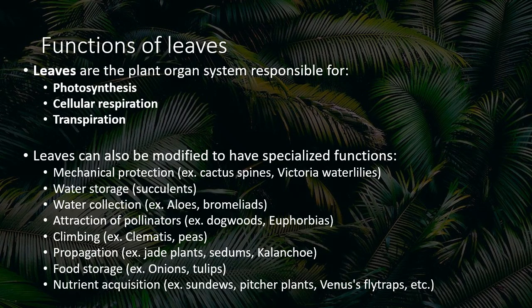Leaves have several functions. Leaves are the plant organ system responsible for photosynthesis, which is the process of taking carbon dioxide from the atmosphere and water from the soil and hydrating that carbon to make carbohydrates or sugars. And then oxygen is a waste product of that process. So that's how plants make food.